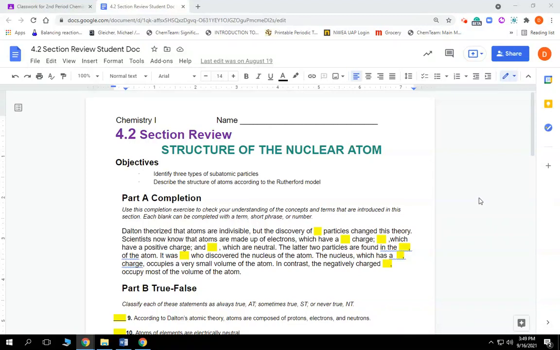Now we're going to go over the section 4.2 section review. Let's go ahead and just put it in here as we go.